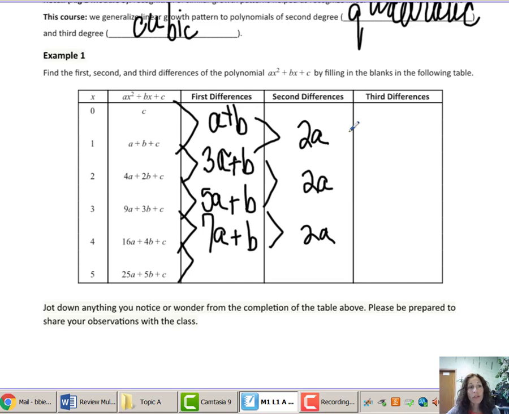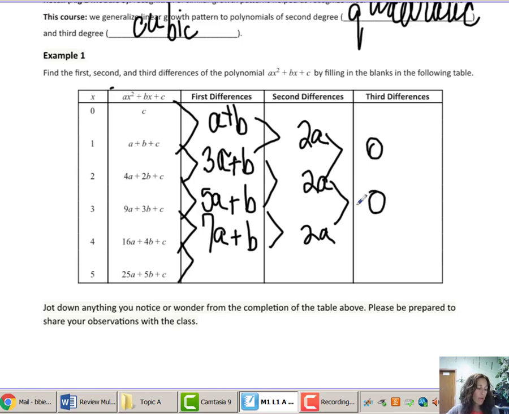Now we'll go ahead and find the third differences. So again, we're going to find the third differences from the previous one. So we have our 2a minus 2a. So we're going to use both of these two, right? Okay, so we have 2a and 2a. So 2a minus 2a, of course, is 0. And then you have your 2a and 2a. So again, you're subtracting and we get 0.